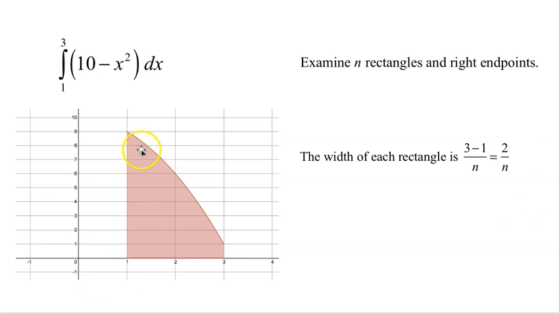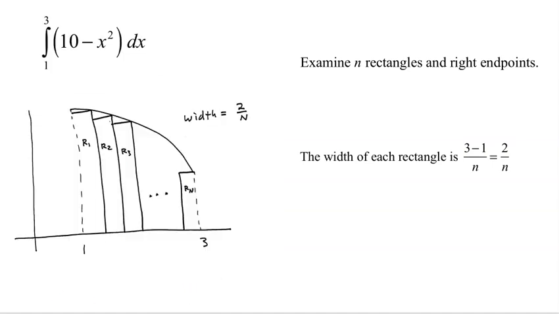So, 2 over n here, 2 over n here, 2 over n here. So there we go. I have n rectangles. Rectangle 1, rectangle 2, rectangle 3, all the way out to rectangle n. Each width is 2 over n. But notice we started at 1, so this first right endpoint is not 2 over n, it's 1 plus 2 over n. The second endpoint is 1 plus 2 over n plus another 2 over n. This third rectangle is 1 plus 2 over n plus 2 over n plus 2 over n. This last endpoint is 1 plus 2 over n times n, 1 plus 2, or 3.